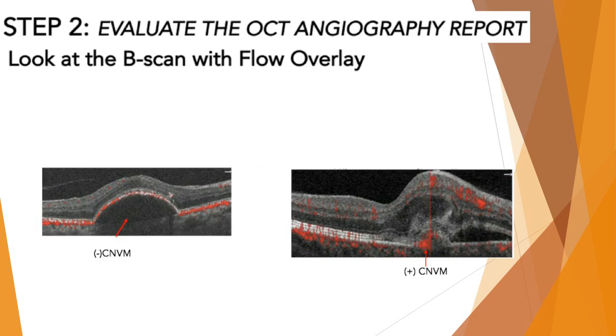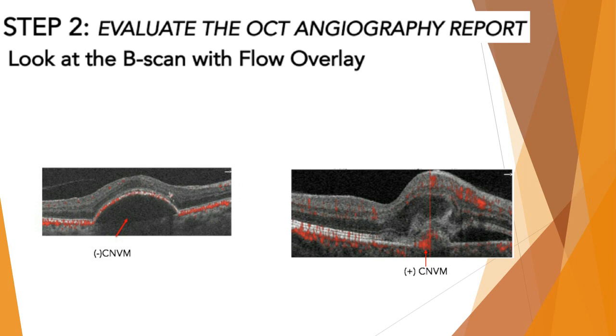Once you've established what you think is a CNV, we want to look at the B-scan with flow overlay. Remember that flow overlay helps us to see where there's active flow within the scan. So on the left-hand side, you can see this patient has a large serous PED. What you notice is that the red arrow is pointing to a space that has absolutely no pixelation within it, no red flow. That means that that is a clean serous PED. There is no evidence of CNV.